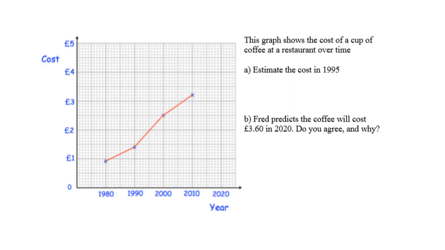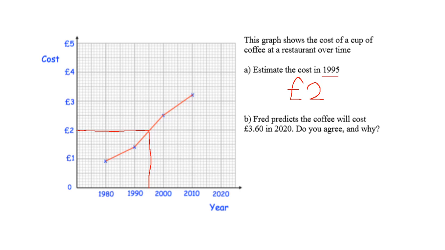And a lot of the things that you might want to do with a scatter graph, you can do with a time series graph, namely make predictions. We've got the price of a cup of coffee over time here, estimate the cost in 1995. So we'll go up from 1995 to the line, we'll go across and we'll say, in those days it was £2.